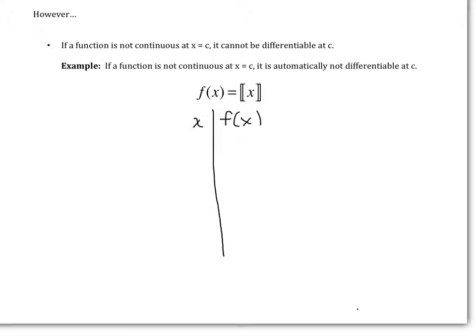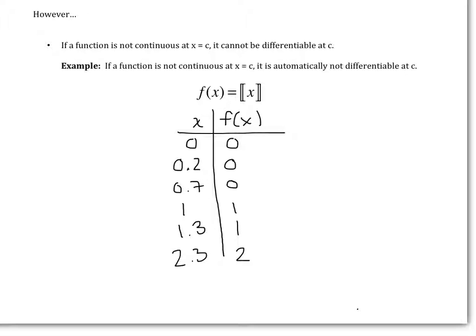Okay, or up into including, I should say. So if I put in 0, it spits out 0. If I put in, let's say, 0.2, it spits out 0. If I put in 0.7, it spits out 0. However, once I put in 1, I'll get 1 out. If I put in 1.3, I get 1 out. If I put in, let's say, 2.3, I'm going to get 2 out. So it's whatever the greatest integer was that's right before whatever value I'm putting in.